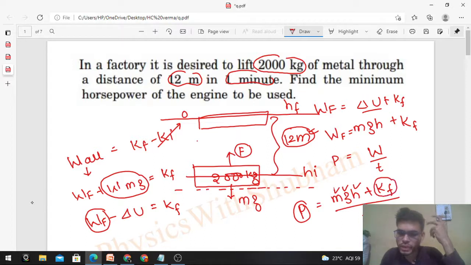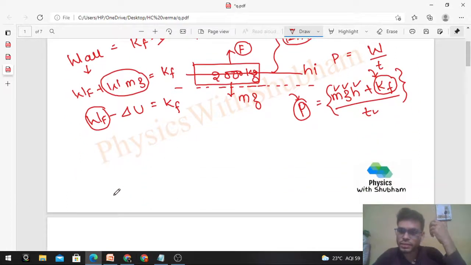So if you have to minimize the power, then you have to minimize the final kinetic energy, and kinetic energy is always greater than or equal to 0. So we can say the minimum value of power will be when there will be minimum value of the kinetic energy, which is 0. Final kinetic energy of the metal is 0, then the power needed will be minimum. So minimum power required to lift that metal will be mgh upon t.